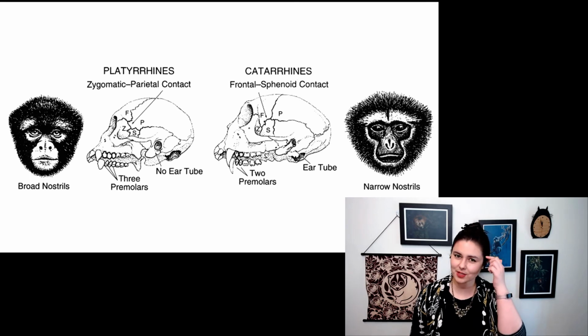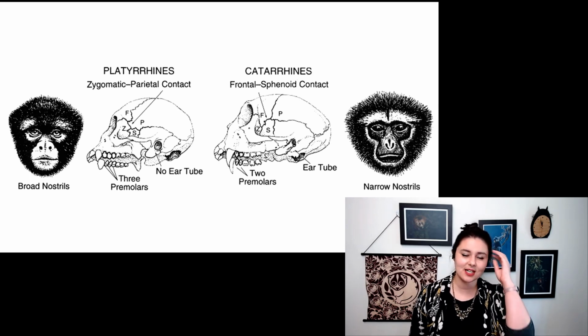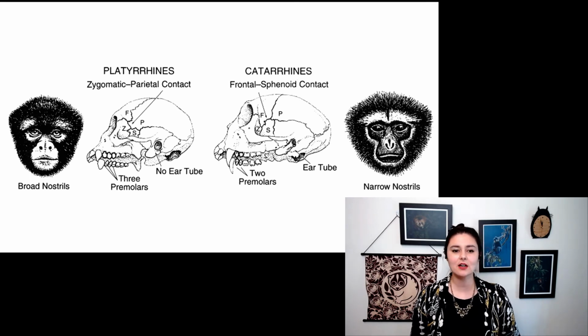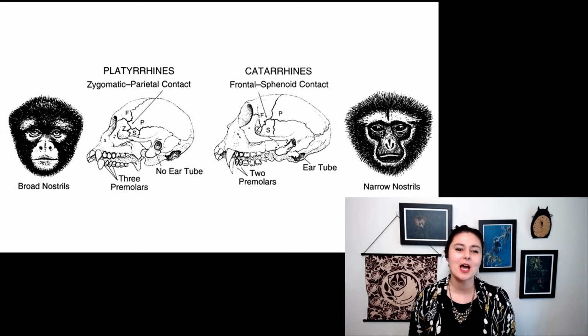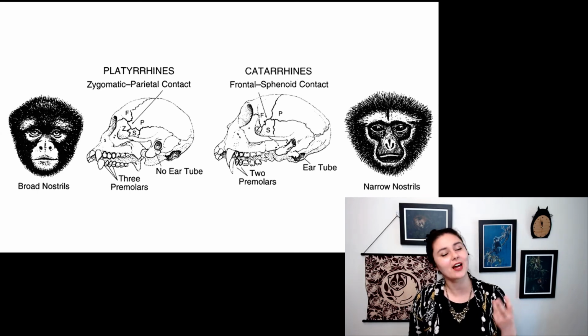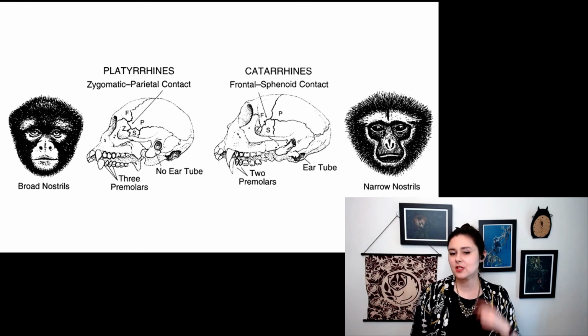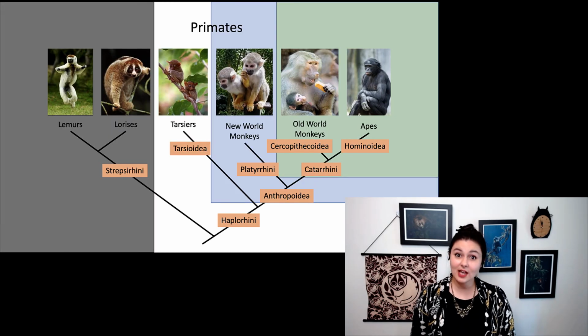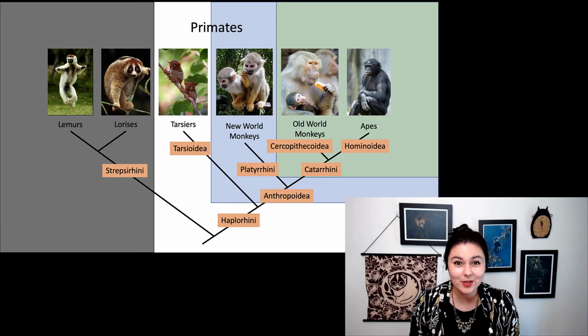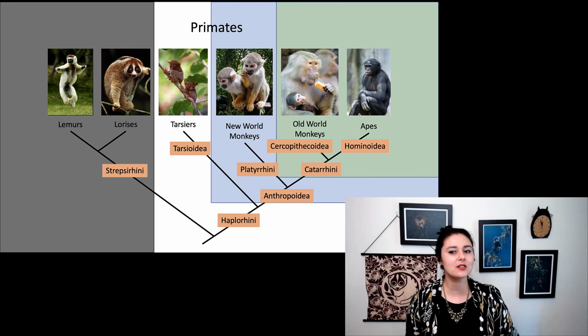Here are some differences between our platyrrhines and our catarrhines. You can see there's a little bit of differences in how the bones touch each other in our crania here. We have the difference between broad or wide nostrils versus narrow nostrils pointed down. There are also slight differences in the number of teeth. Platyrrhines have 3 premolars, while catarrhines only have 2. And there's also a little bit of a difference in the morphology of our ear bones. But looking within catarrhines, there are another 2 groups we want to talk about. We have our Cercopithecoids and our Hominoids.